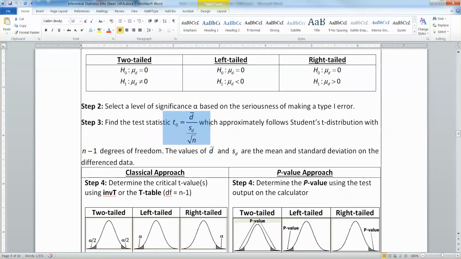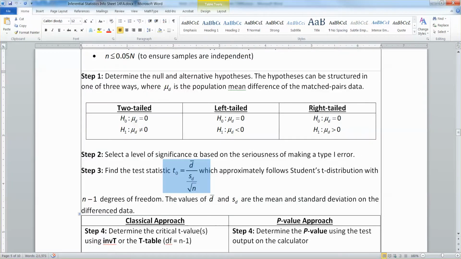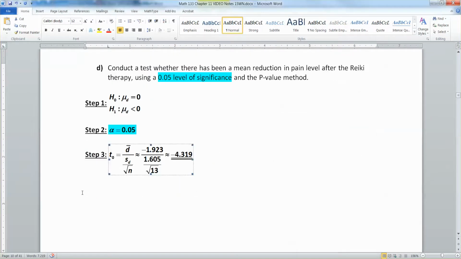However, despite that, the t-test output gives you x bar, that's your d bar. S right there is your SD, and there's your n. It's giving you everything you need. So if you run the t-test, it gives you all the stuff you need for step 3 and some of what you need for step 4, namely the p-value right there for p. Speaking of which, we are doing this with the p-value, so that'll be step 4.